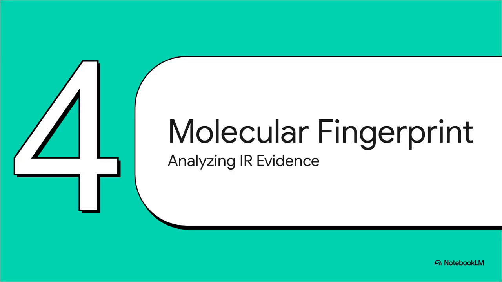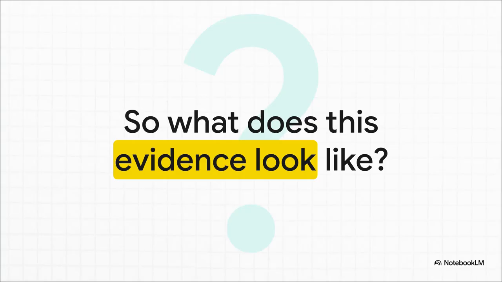Okay, so we've zapped the molecule, we've made its bonds vibrate, and we've gathered our evidence. So what does this evidence actually look like? Well, this is how we get something that's famously known as a molecular fingerprint. So what does it look like? The data you get from one of these machines isn't just a simple yes or no.